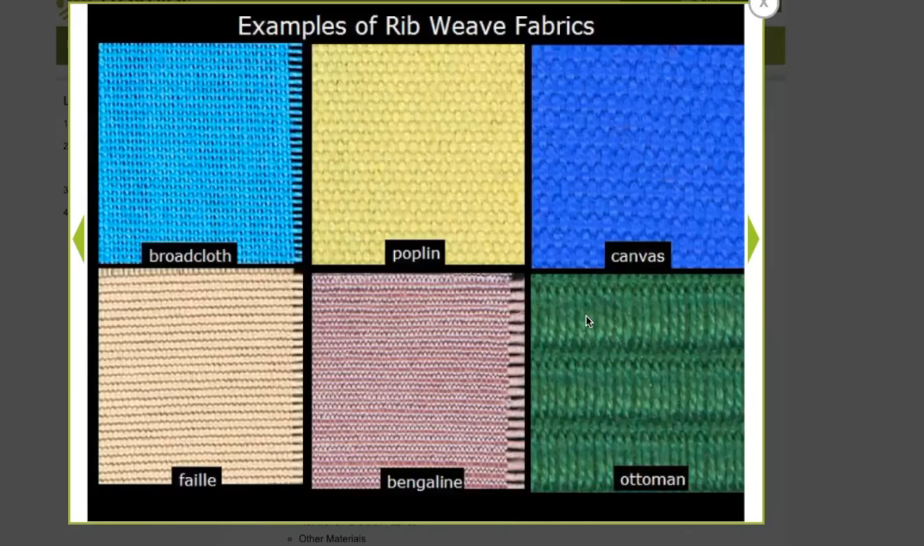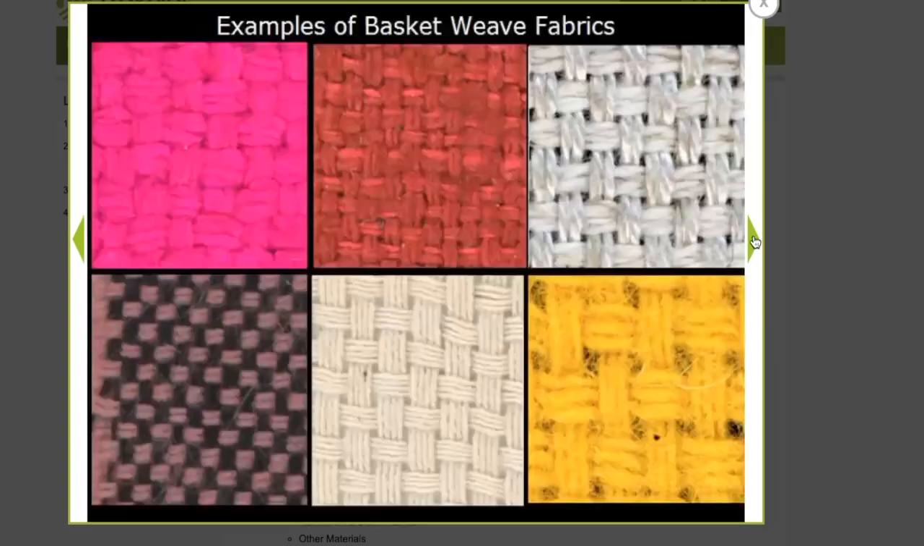These are some examples of rib fabrics. This is a broadcloth, this poplin, canvas. This is an ottoman, bengaline, faille. These are examples of some basket weave fabrics. This looks like a 3x3 basket weave. This is a 2x2, this is a 2x2, this is a 3x3, this is a 4x4, and so on.